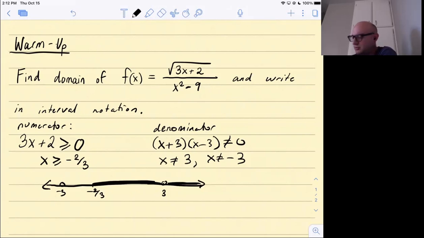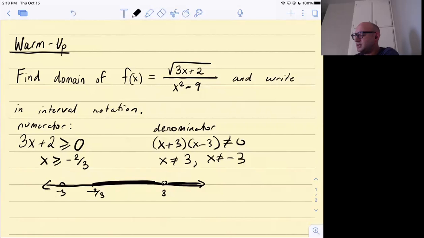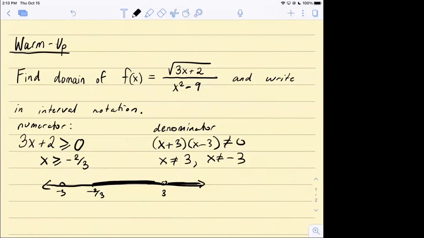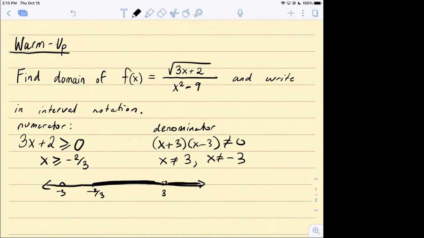Mason, you want to finish it off? Sorry, can you repeat what you just said? Yeah, so putting it all together, how would you express it in interval notation? I believe interval notation. Sorry, I kind of was out of it. No problem. What I did was parenthesis -2/3, comma.